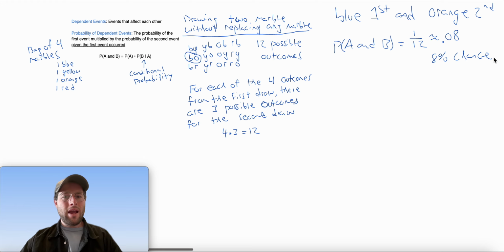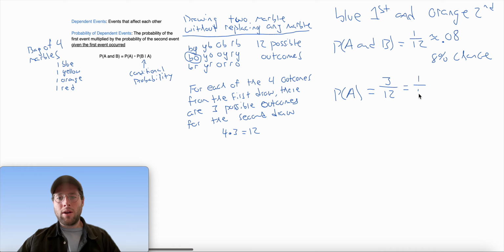All right, so we did that. Now let's go ahead and try calculating the probability using the right side of the equation here. So probability of A, well, that's going to be the probability of drawing a blue marble first. So let's look over here. We have 1, 2, 3 outcomes where we draw a blue marble first, and that's going to be out of 12 possible outcomes. So that would be 3 out of 12, which is equal to 1/4.